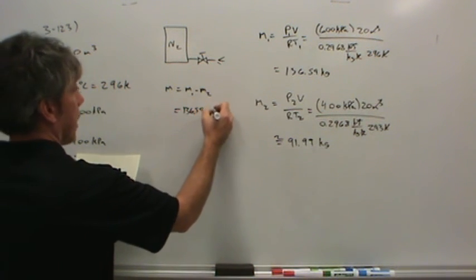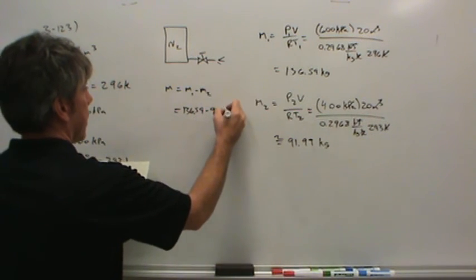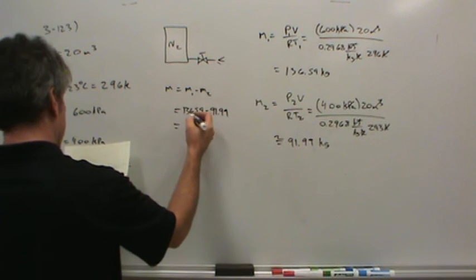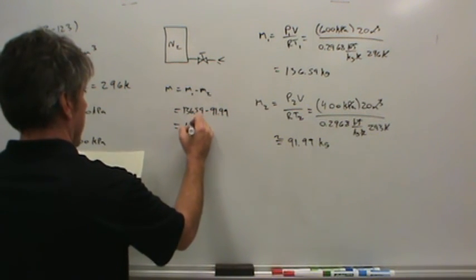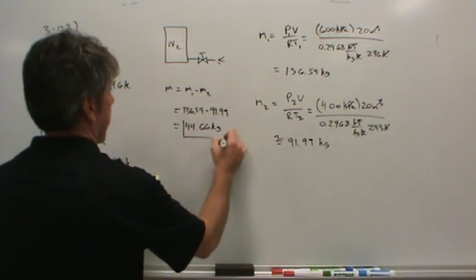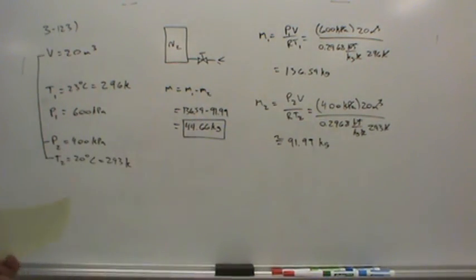And so the amount of mass that escapes is the initial 136.59 less 91.99. I haven't put in the units because they're the same. But anyway, that comes out to 44.66 kilograms of mass that has escaped from the system.